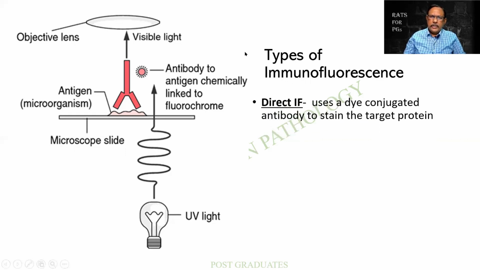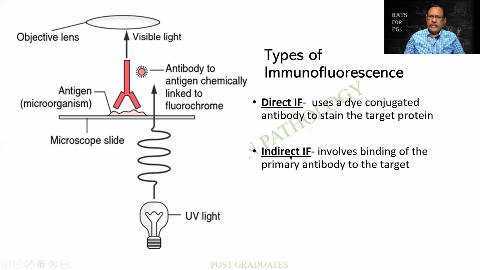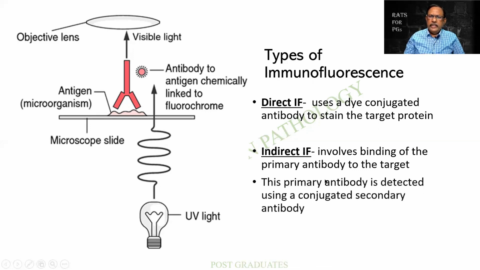Coming to the types, one is direct. It uses a dye-conjugated antibody to stain the target protein. Direct immunofluorescence. Indirect immunofluorescence, on the contrary, involves the binding of the primary antibody to the target, and this primary antibody is detected by using a conjugation with a secondary antibody. So there are two steps, whereas in direct there is a single step. So please do remember there are two types of immunofluorescence and both of them are only technically different.